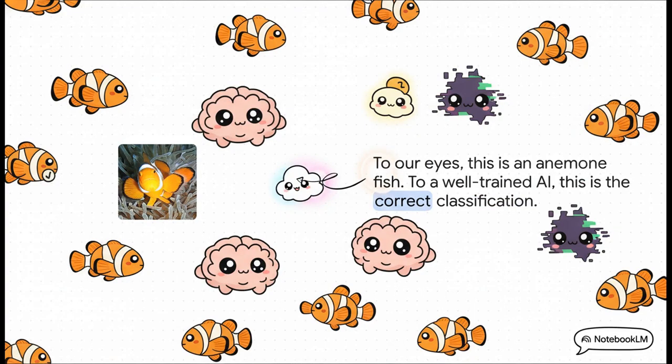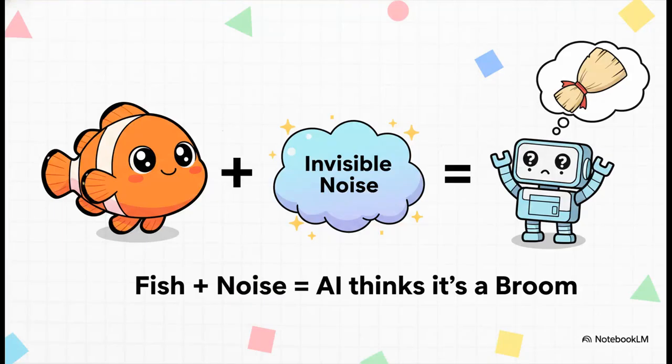All right, so let's start with this image right here. It's a beautiful anemone fish. To you, to me, and to pretty much any well-trained AI, that's exactly what it is. It's an easy, straightforward, correct classification. No problem. But what if I told you that by adding a layer of, let's call it digital noise, a pattern that is completely invisible to our eyes, we can make a state-of-the-art AI believe that this fish is, of all things, a broom. And this isn't some random glitch. Nope, it's a fundamental vulnerability in how these systems actually see the world.